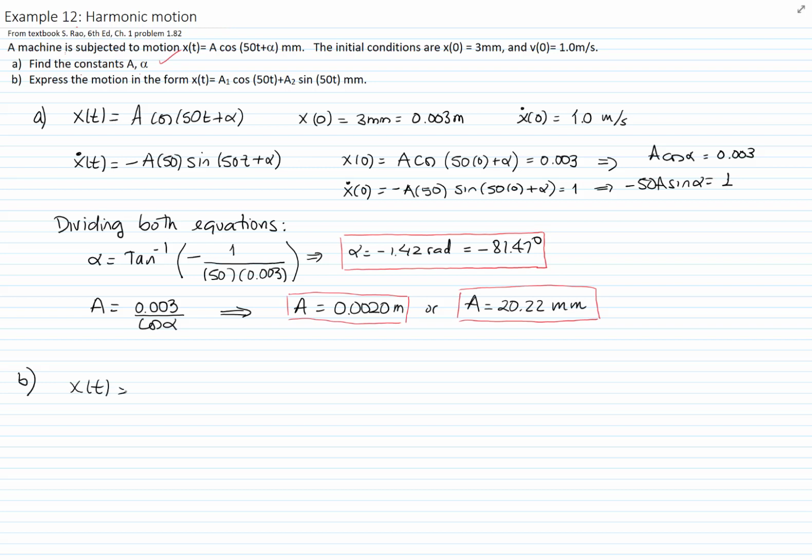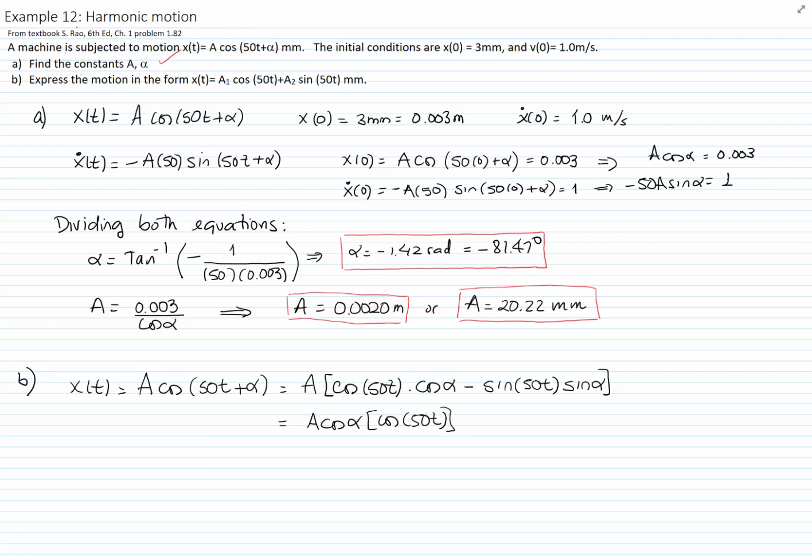So let's find A1 and A2. We will expand using our trigonometric identity: cosine of 50t cosine of alpha, negative sine of 50t sine of alpha. So that can be written as A cosine of alpha times cosine of 50t minus A sine of alpha times sine of 50t. This becomes A1, this becomes A2.